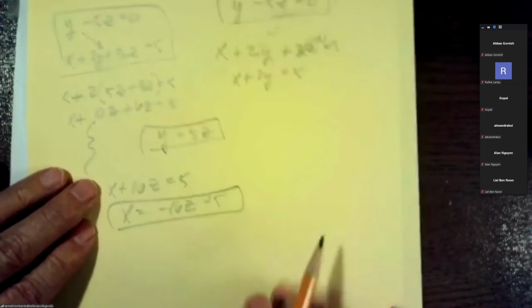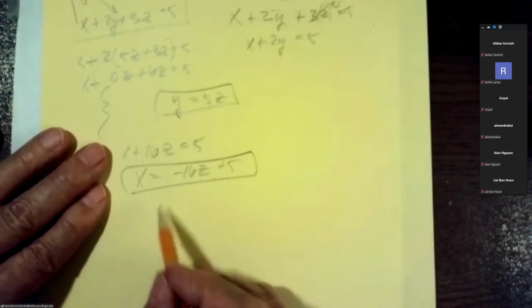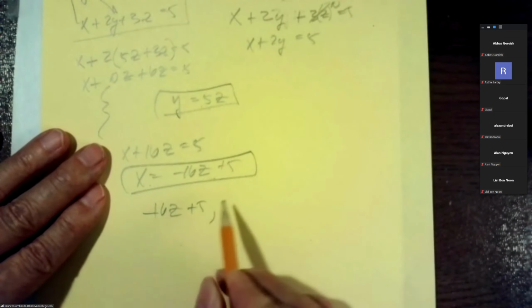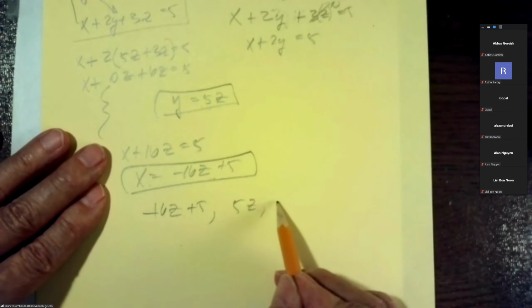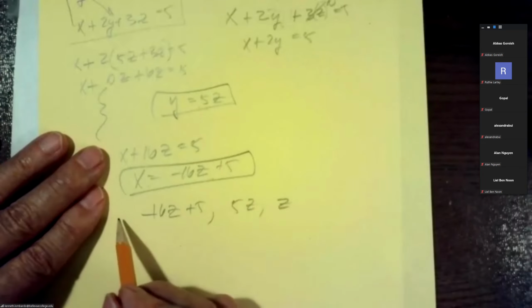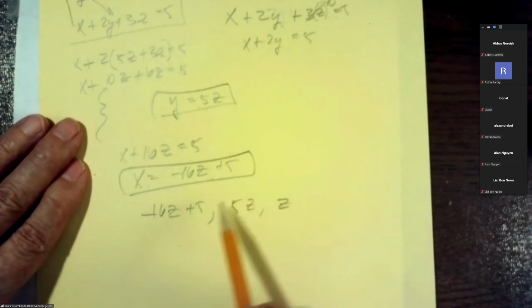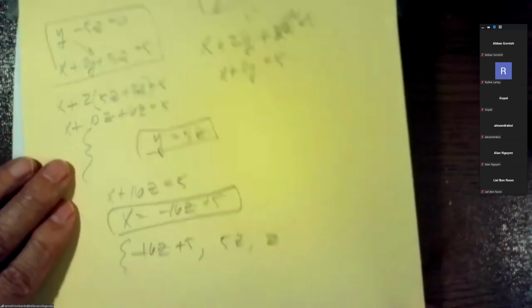So that's like we've done before. We've got x in terms of z and y in terms of z: x is negative 16z plus 5, and y is 5z. And z, you could leave it as z as far as I'm concerned, or label it t if you wanted to. But when you go through and solve it, you end up with these values that you get from this equation by putting it into the augmented matrix.